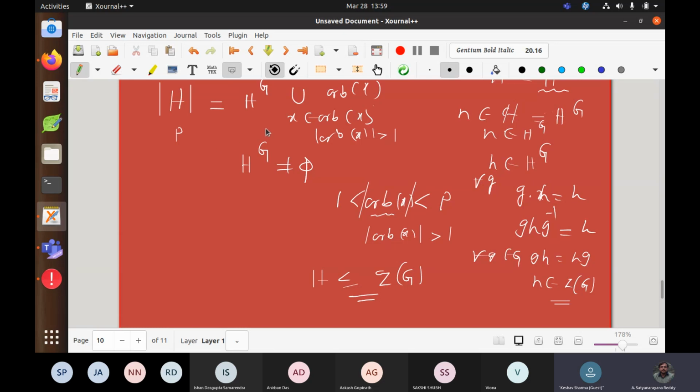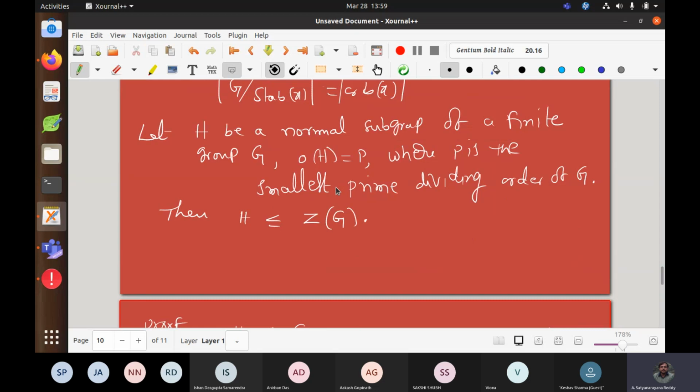Yes, sir. It's fine, sir. Thank you, sir. Yeah. So what is it that we proved? For a finite group, the smallest prime index subgroup, once it is normal, will sit inside the center of the group. It is a very useful result later in group theory.